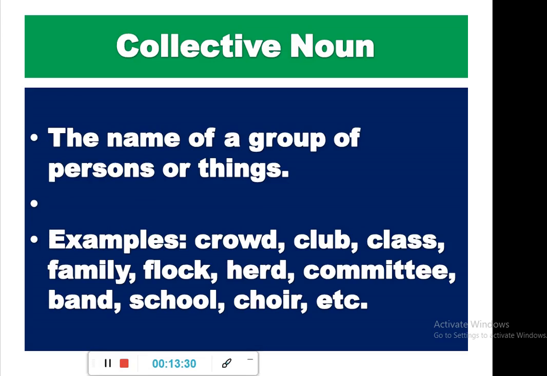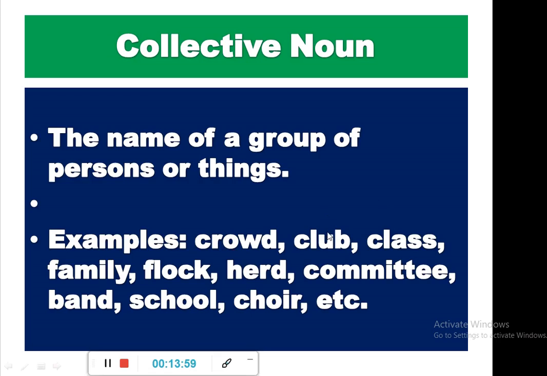Then we look at collective noun. A collective noun is the name of a group of persons or things. When we look at a group of persons, then we give that group of persons a name, that is a collective noun. For example, when we talk of a crowd, we talk of a group of people that are not organized in a particular manner.